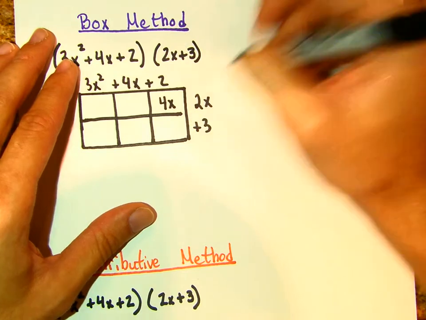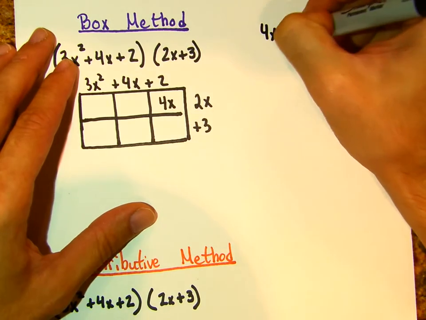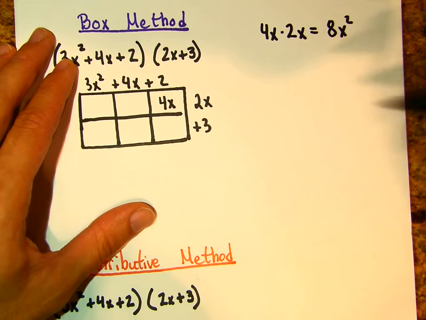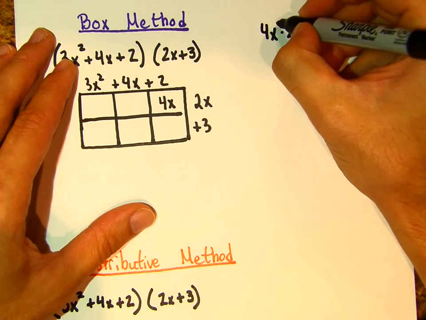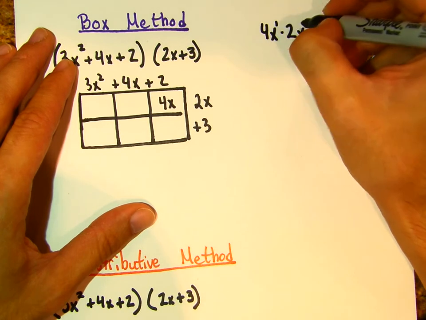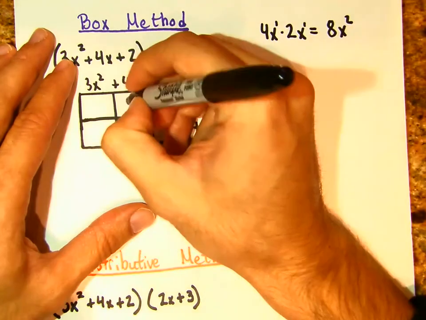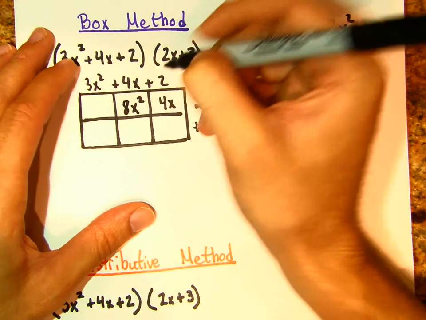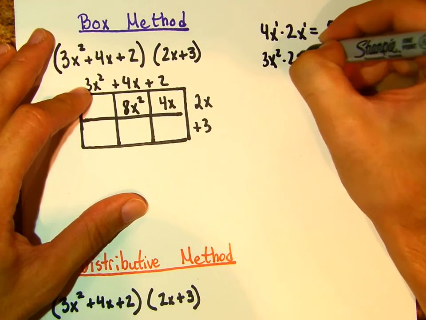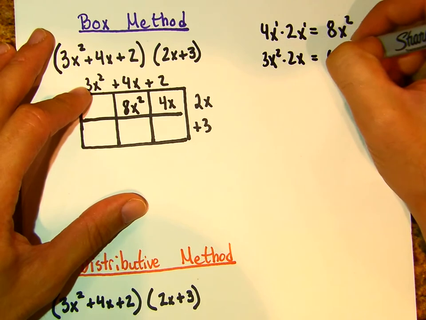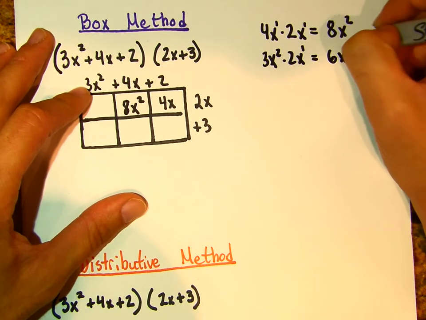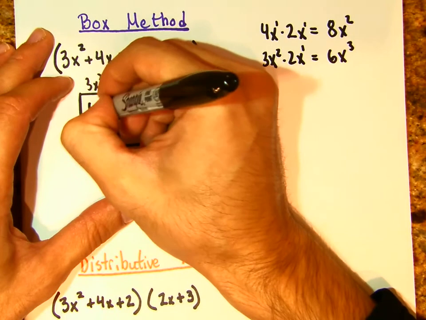4x times 2x. What is 4x times 2x? This is 8x squared. Because notice that what is the exponent over here? There's that invisible 1, right? And we have 1 plus 1, which gives us that 2 for 8x squared. Okay. What about this one? If I have 3x squared times 2x, this becomes 3 times 2 is 6. X squared times x, notice there's that invisible 1, so we have that 2 plus 1. We have 6x cubed over here.